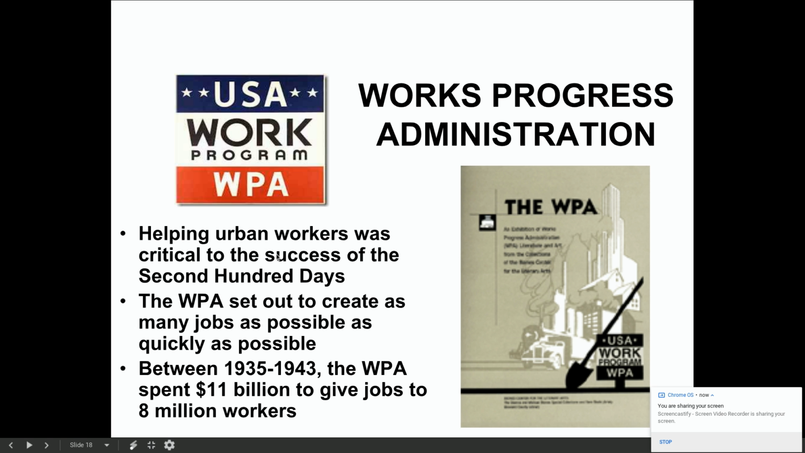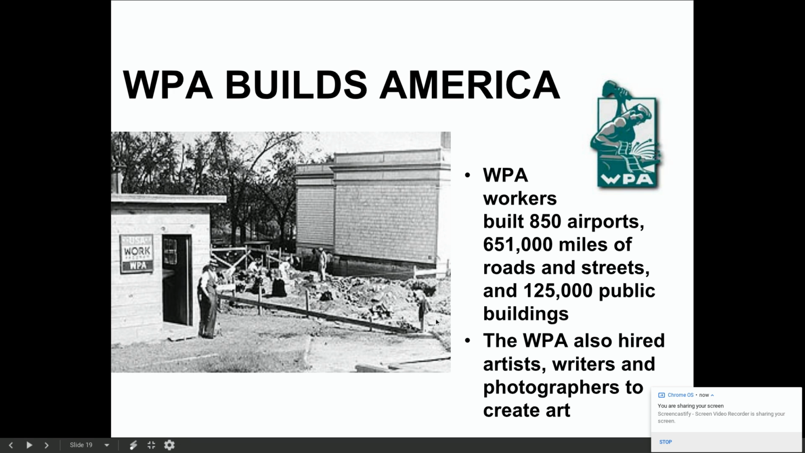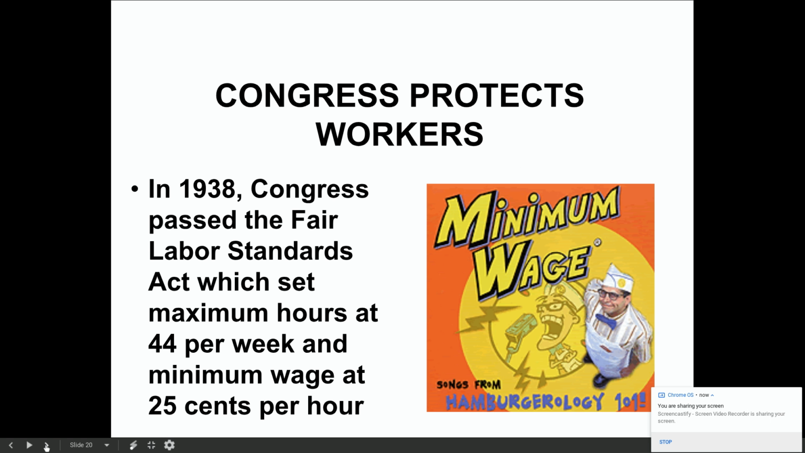This was in cities. It helped urban workers and put them back to work with public works jobs again in cities, not in the country. Along with that, the WPA built 850 airports and 651,000 miles of roads and streets and 125,000 public buildings. And for every project that they start, they put Americans back to work. Now, they're using tax dollars to do this, but they are trying to jumpstart the economy with these public works programs.